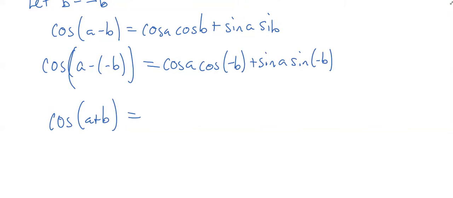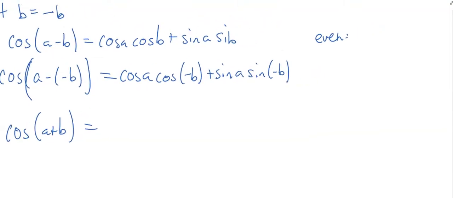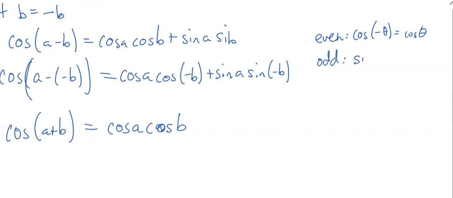Cos negative B is equal to cos B. How do you know? Cos is even. So cos of negative theta is equal to cos theta, isn't it? Very nice. So bye-bye negative B, hello B. And it's going to be negative sine A. For an odd function, sine of negative theta is equal to negative sine theta. So sine negative B is equal to negative sine B. So instead I'm going to get minus sine A sine B.